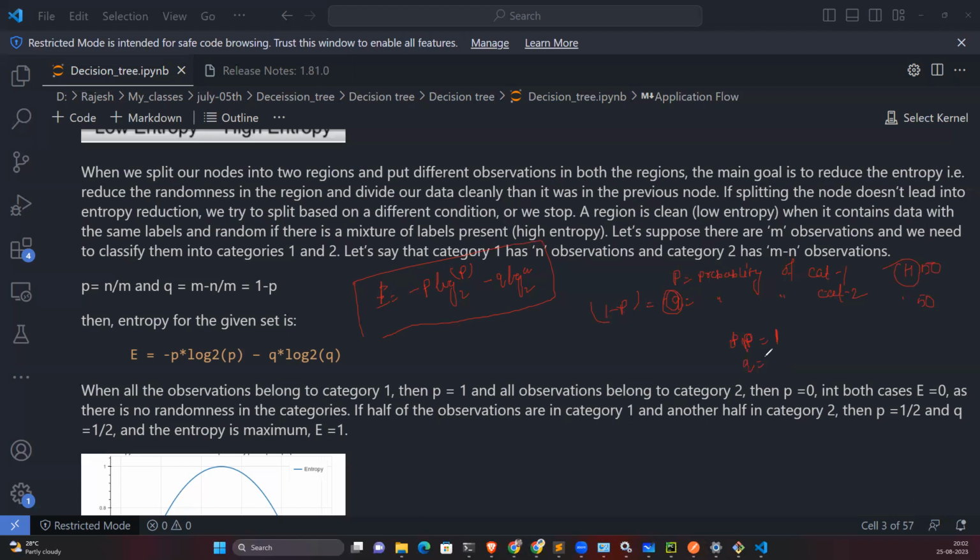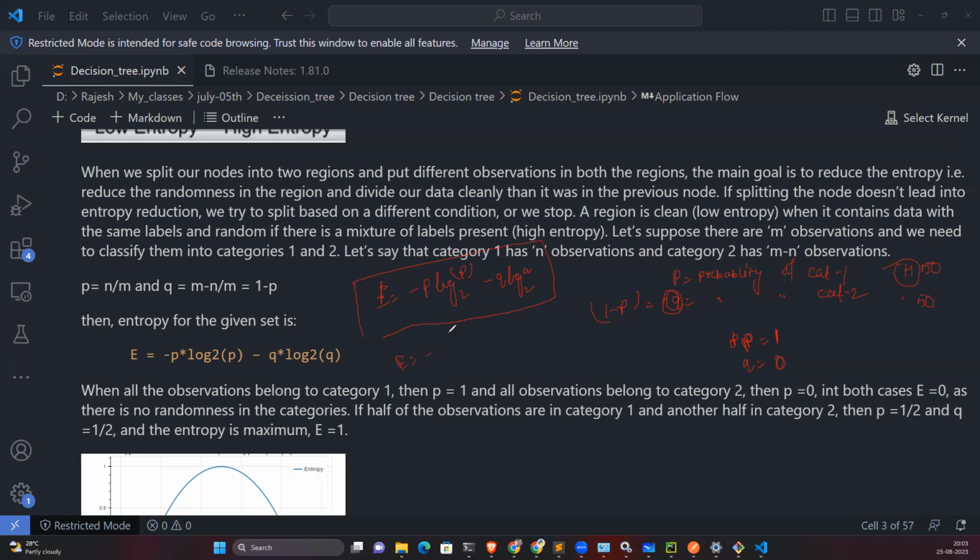Anybody? Very simple. Please answer this question. I had already answered this question. 1 minus 1 is equal to 0. I told you the probability of category 2 is 1 minus 1, which is equal to 0. So now put this value here and calculate the entropy.